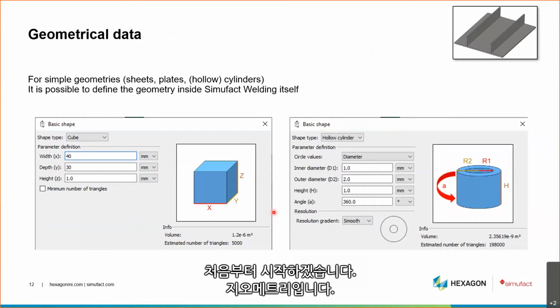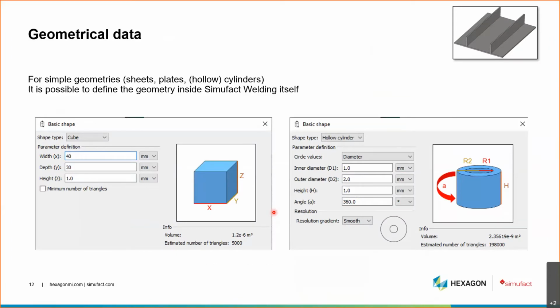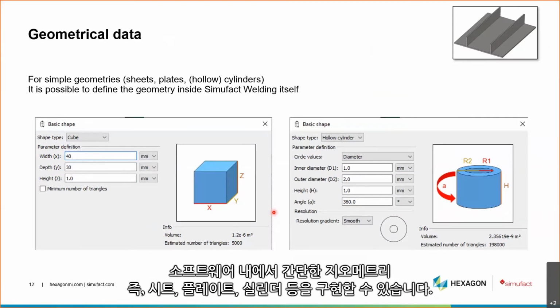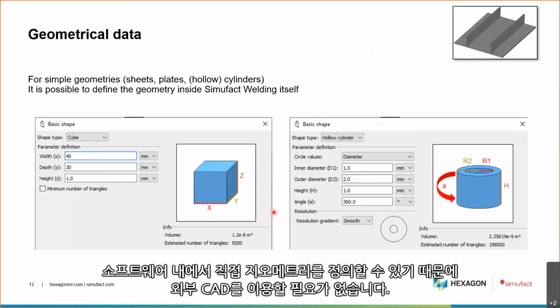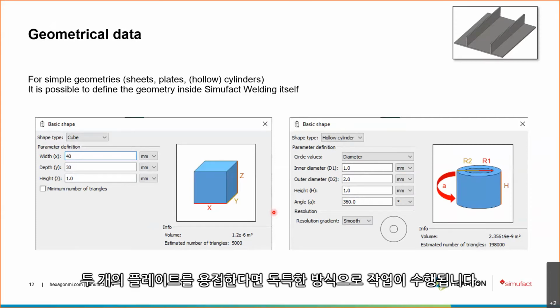We start from the beginning with geometries. So basically, in our software, for simple geometries like sheets, plates, cylinders, and so on, it is possible to define the geometry directly inside the software. So there is no need to use some external CAD tool. So if you are just about to weld two plates, then this works basically just out of the box.